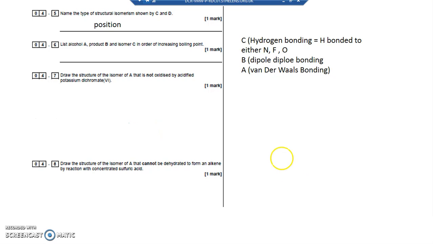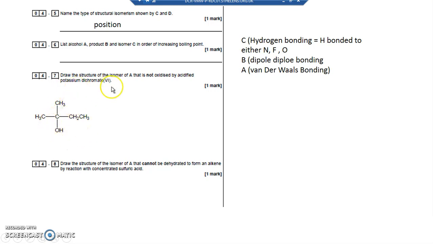Draw the structure of the isomer of A that is not oxidized by acidified potassium dichromate. So you're looking for an OH on a carbon that's got 3 other carbons bonded to it. So potassium dichromate will oxidize primary or secondary alcohols, but it won't oxidize a tertiary alcohol. A secondary alcohol, like the one in the question, will turn into a ketone, and a primary alcohol will turn into an aldehyde, because the OH is at the end at carbon number 1, and if you carry on heating it with potassium dichromate, eventually it'll turn into a carboxylic acid as well.